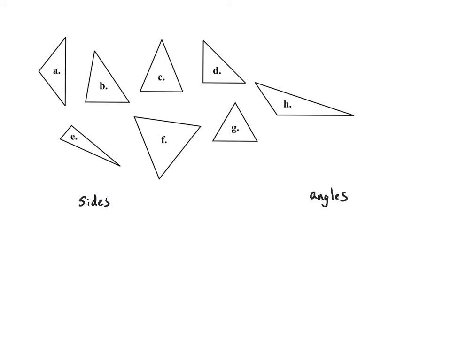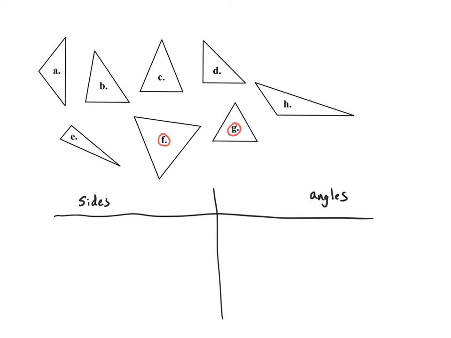So let's look at what those names are. And you can kind of think of these like a first name and a last name. We can give every triangle a name based on its sides and a name based on its angles. We have some triangles like triangle F and triangle G that have all three of their sides equal in length. And those little markings just indicate that those sides are equal in length. We call these triangles equilateral triangles. And the word equilateral literally means equal sides. So all three sides are congruent.